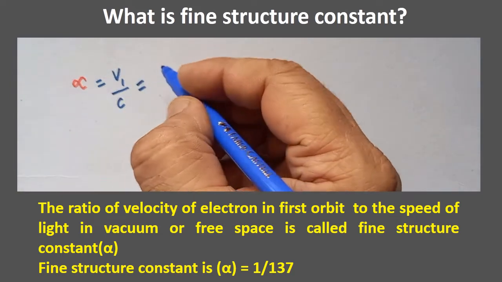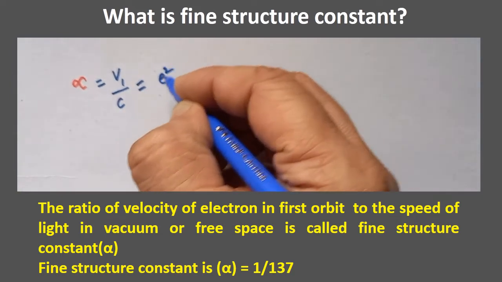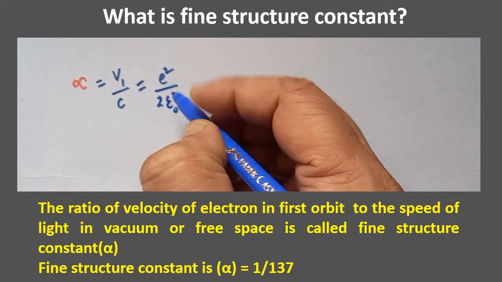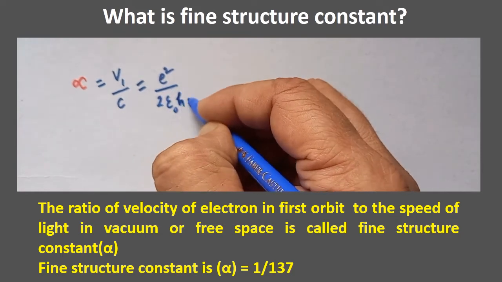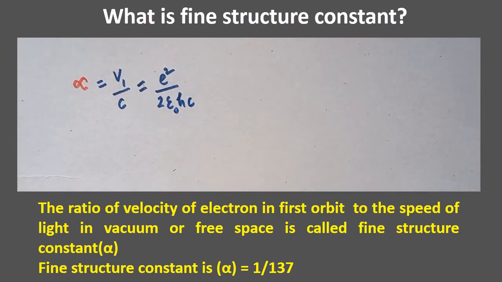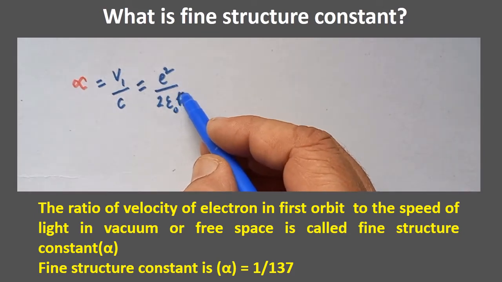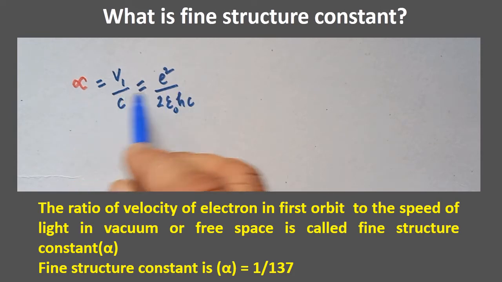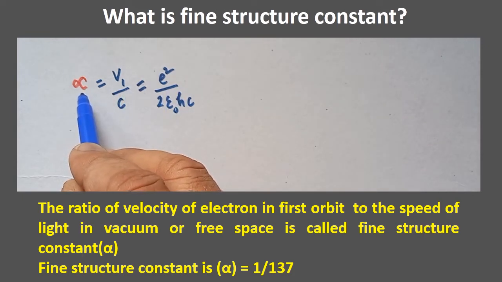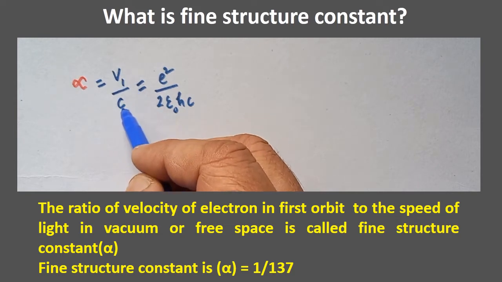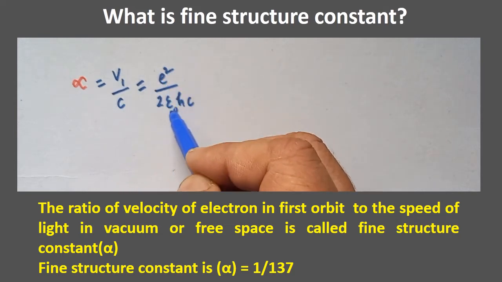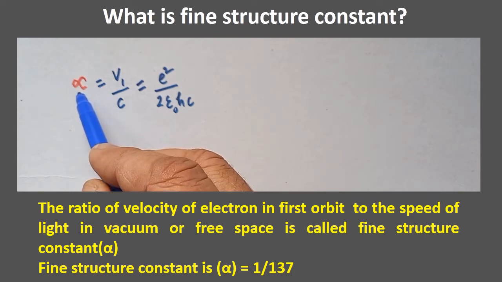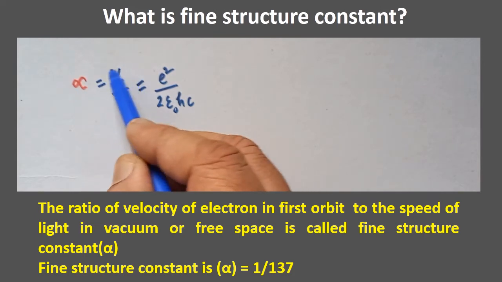This is equivalent to e square divided by 2 epsilon naught hc. This is another formula. This is obtained from some other derivation. So you have to understand and learn both by heart. So fine structure constant alpha is equal to V1 divided by C, or e square divided by 2 epsilon naught hc. To define the fine structure constant, you have to use this expression.